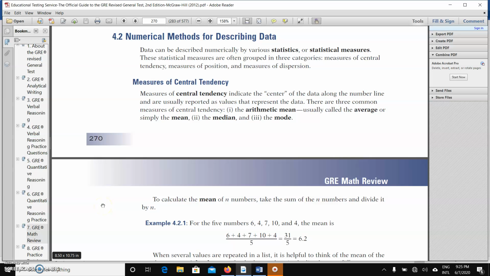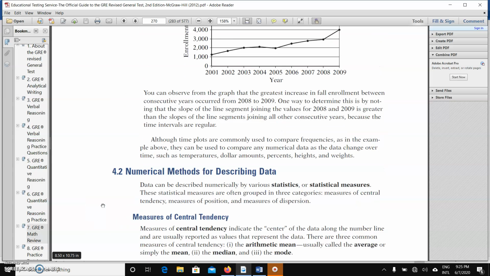We are going to talk about data, measurement of central tendency. Now, there are different ways of actually measuring this.